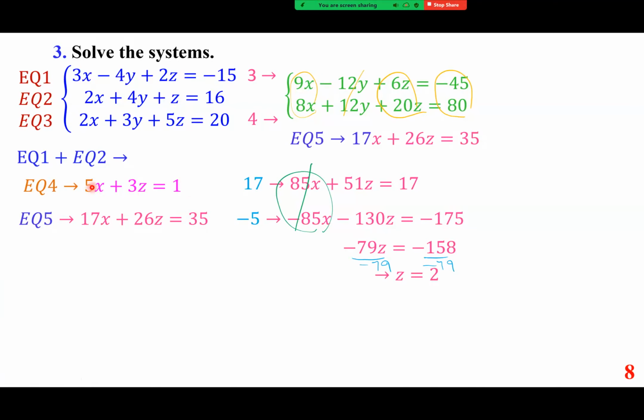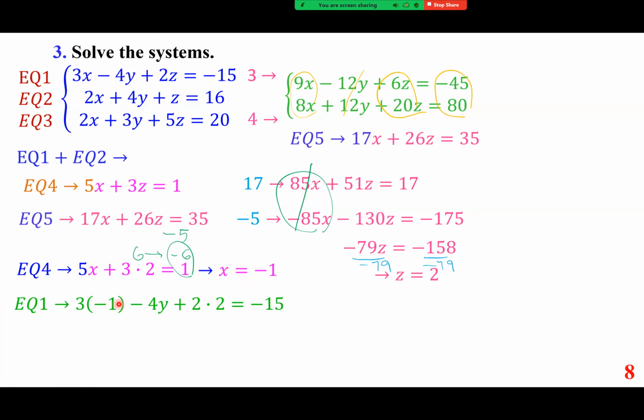So for example, equation 4: 5 times x plus 3 times 2 equals 1. This is 6, minus 6, 5 times x equals -5, divided by 5, and x becomes -1. Now we have to go to one of the original equations, 1 or 2 or 3. For example, if you go to the first one and you replace the x and z, you can find the missing y. So 3 times x, which is -1, minus 4y, which is missing, plus 2 times 2 equals -15.